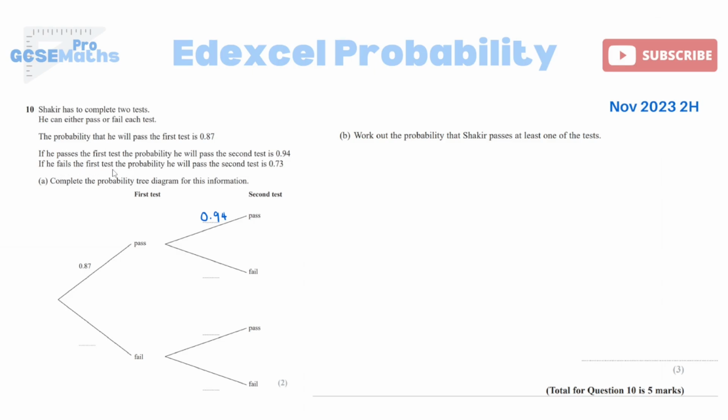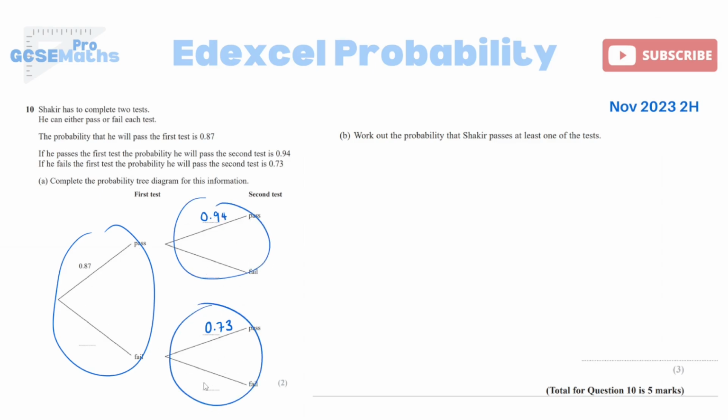If he fails the first test, the probability he will pass the second one is 0.73. So that's down here, fail and then pass, 0.73. Obviously they said complete the probability tree with this information. So I filled in that, and then the other 3 fails, we just have to calculate because each of these branches, as in this one, and this one, each of them should add up to 1.